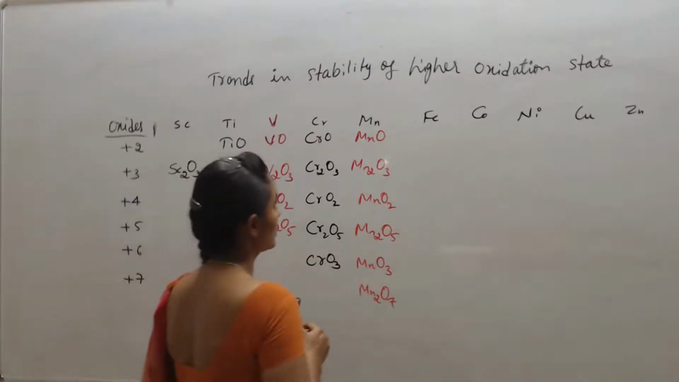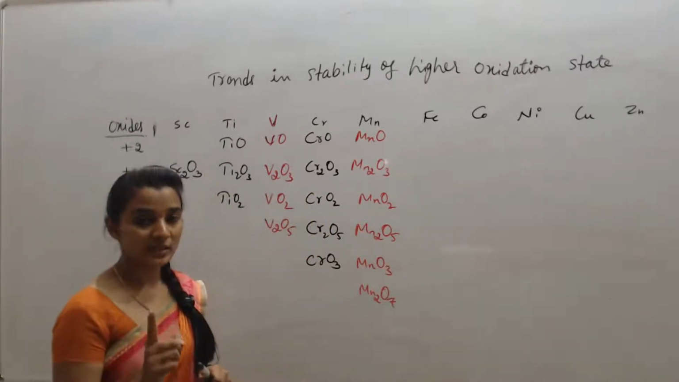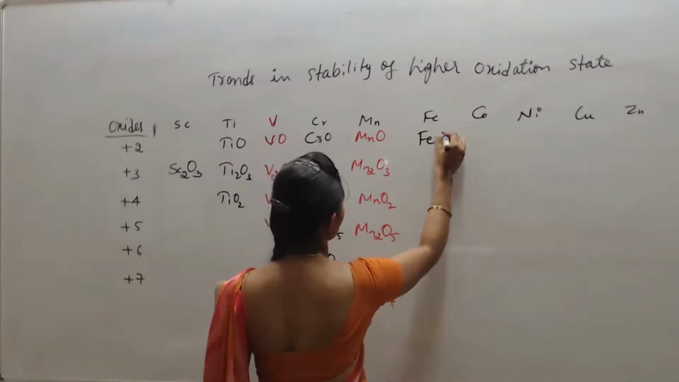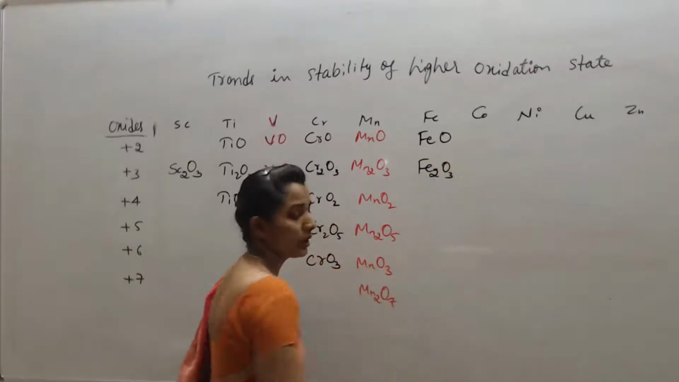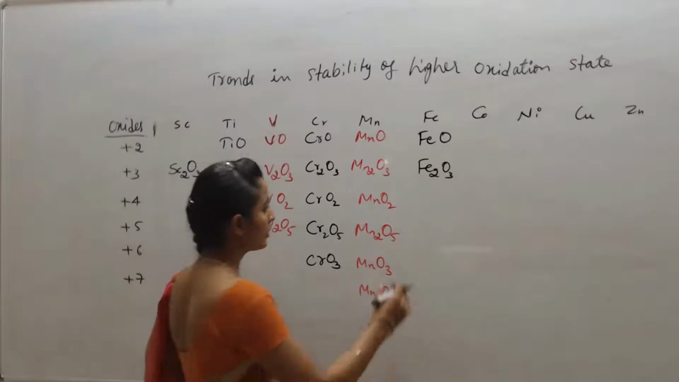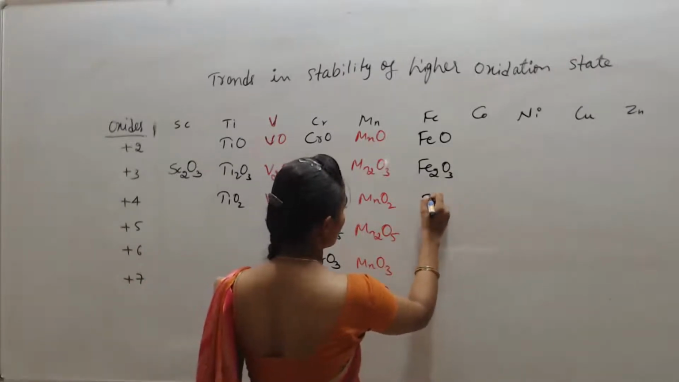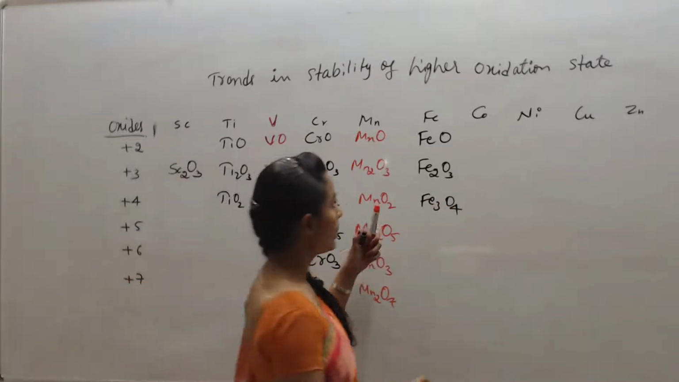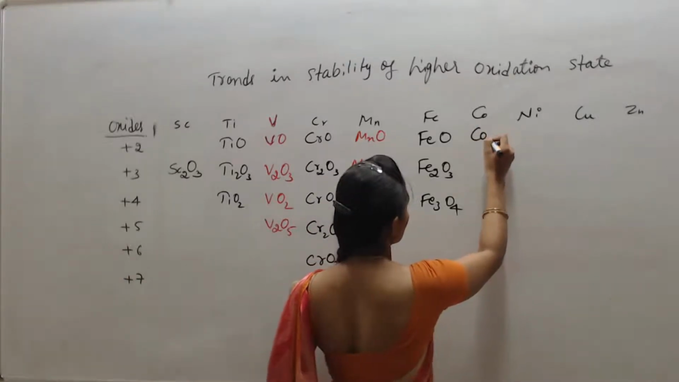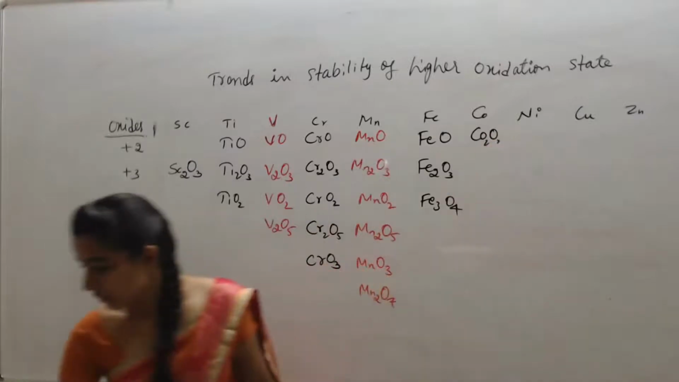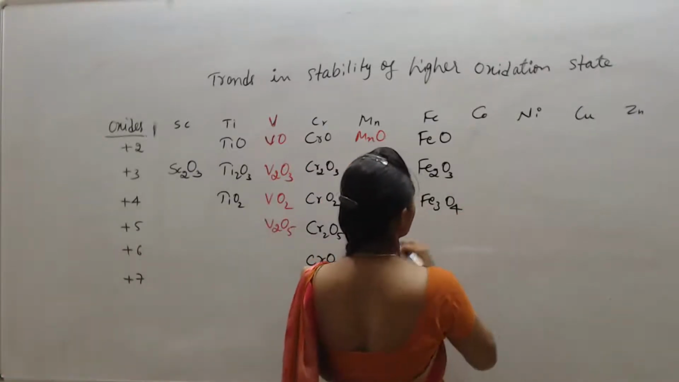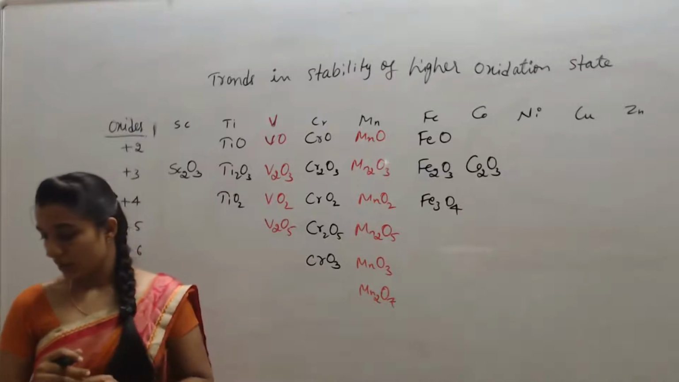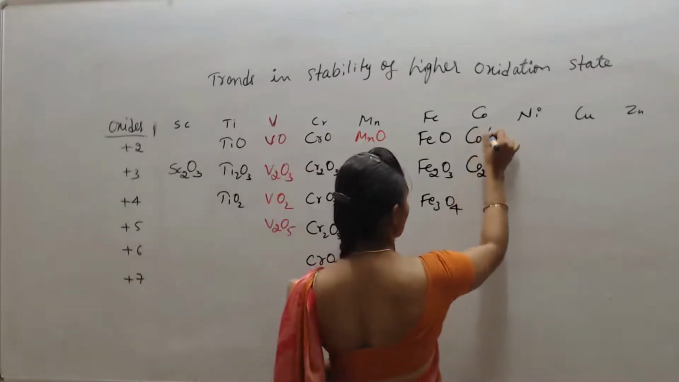Okay. Next is iron. Iron has +2 and +3 oxidation states and also +4. So in +2 that is FeO, in +3 that is Fe2O3. But only these two are known. Another one is there, that is Fe3O4, which is also quite stable. Okay, so next, cobalt. Cobalt is CoO, Co2O3. It is also stable in +3 oxidation state and also +2 oxidation state.